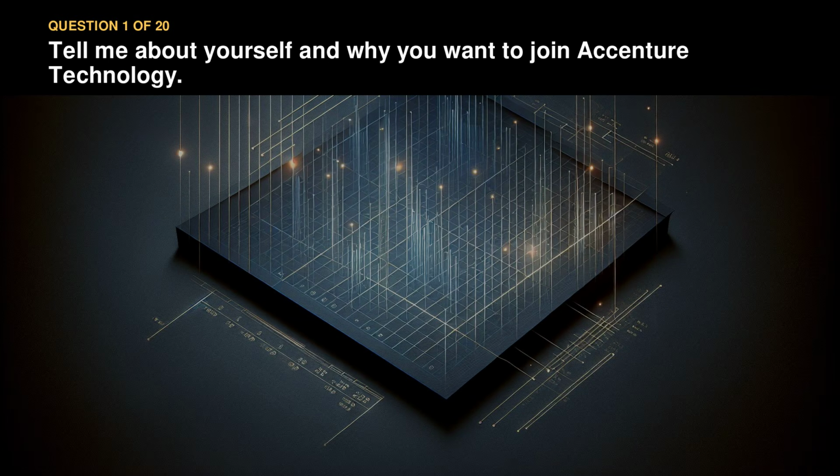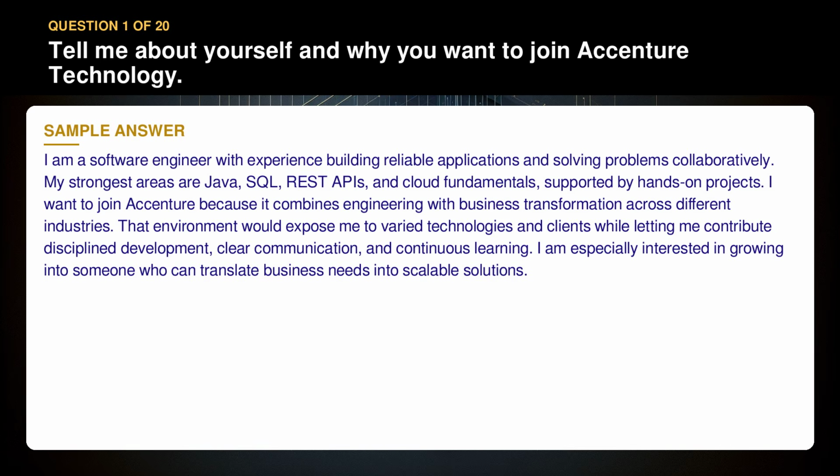Question 1. Tell me about yourself and why you want to join Accenture Technology. I am a software engineer with experience building reliable applications and solving problems collaboratively. My strongest areas are Java, SQL, REST APIs, and cloud fundamentals, supported by hands-on projects. I want to join Accenture because it combines engineering with business transformation across different industries.